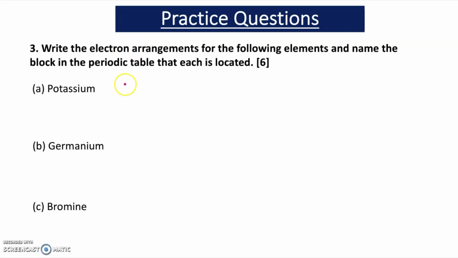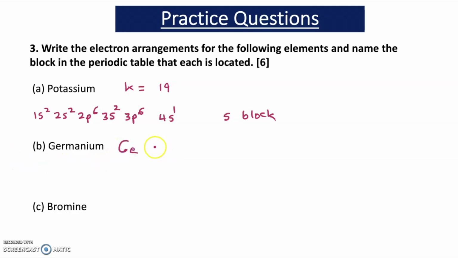So for question 3, you're asked to write the electron arrangements for the following elements and name the block in the periodic table that each is located. So potassium is atomic number 19, so its electron arrangement will be 1s2, 2s2, 2p6, 3s2, 3p6, and then you have to remember that the 4s fills before the 3d, and 1 electron goes into the 4s orbital, so it ends in 4s1. And because the last electron is being filled into an s orbital, it's an s block element.